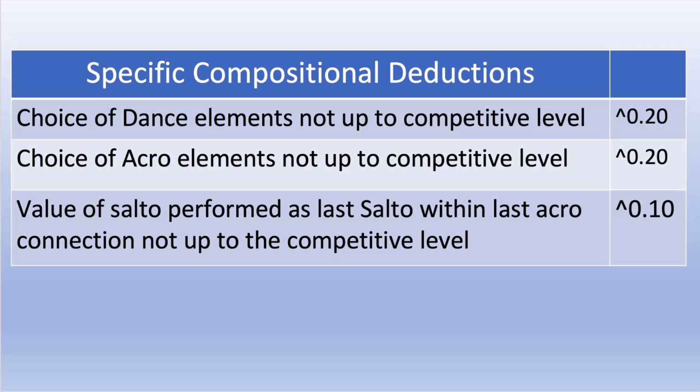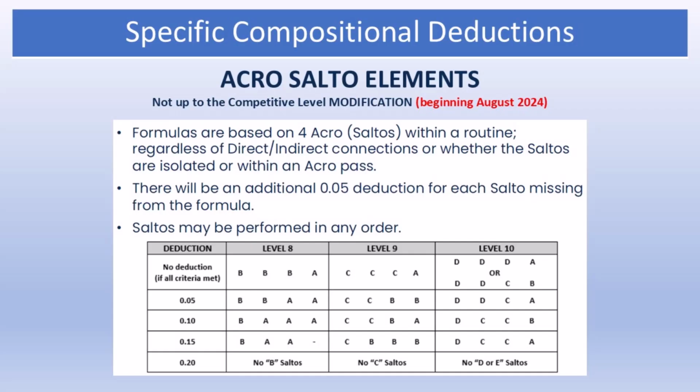So you identify what level of skills were done in each pass and then consult the chart for the deduction. So you have each category of dance and acro are up to 2, and then the last one is an up to 1 for the dismount.